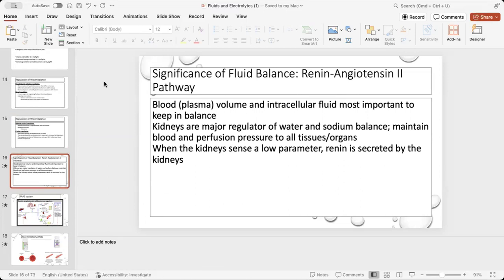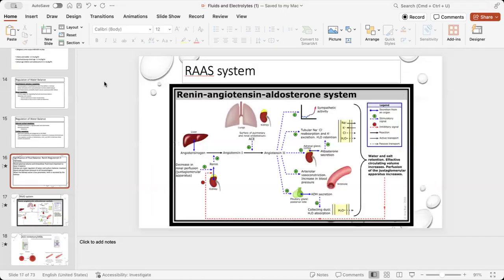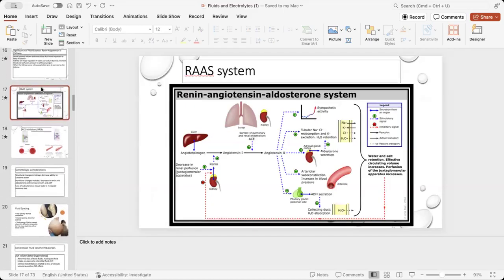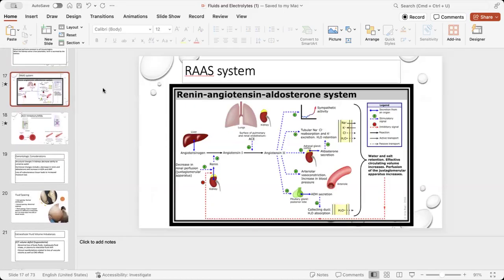So again, kidneys are a big regulator of water and sodium balance. If you don't have well-functioning kidneys, you're going to have problems with your fluid and electrolyte balance. We talked about renin being released if the kidney senses low blood volume or low blood pressure. This is another picture if you like a more intense pictorial representation. Some people like it, some people think it's more confusing. Just another picture.